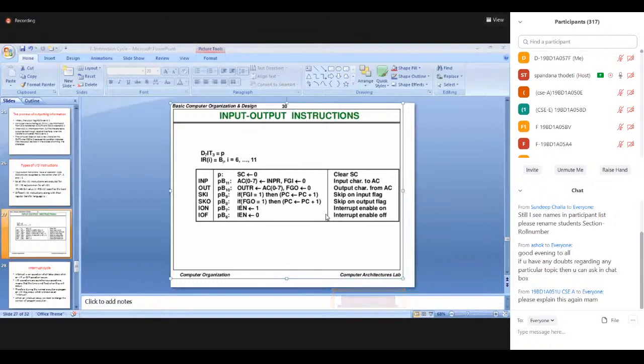What is the full form? ION. Interrupt enable on. IOF, interrupt enable off. That means the IEN flip-flop you have, no? ION means the IEN flip-flop is on, that means set IEN equal to 1. IOF means set IEN equal to 0, that is interrupt enable off. Any other doubts?